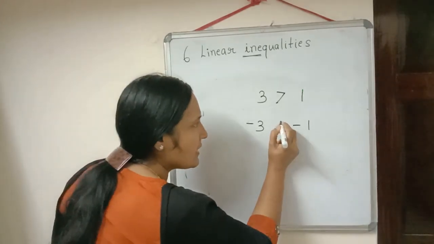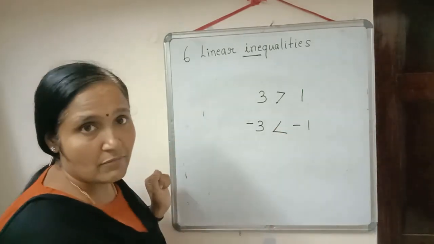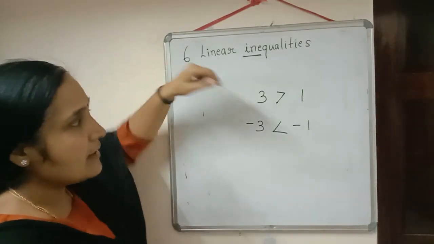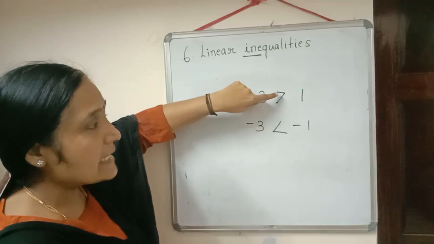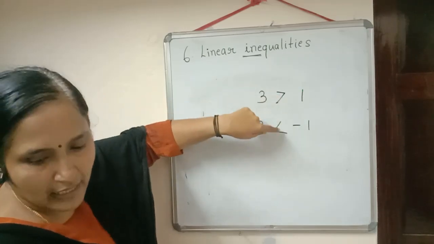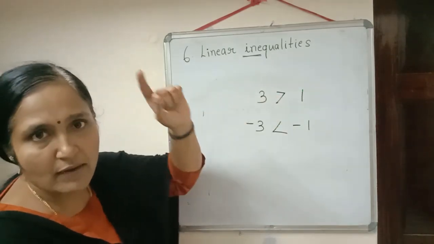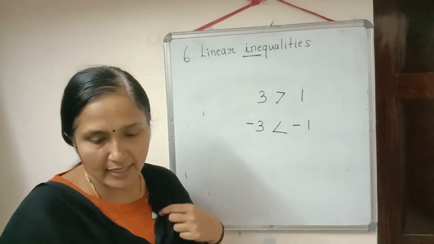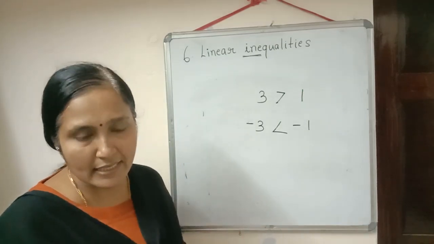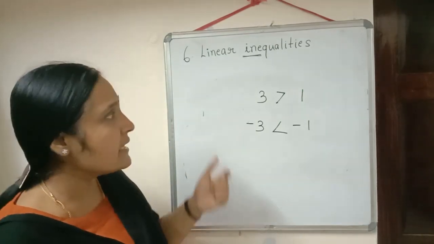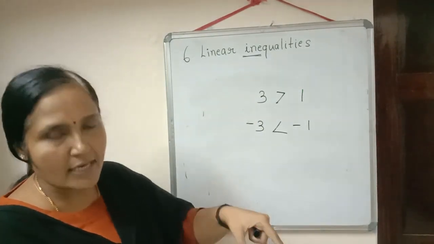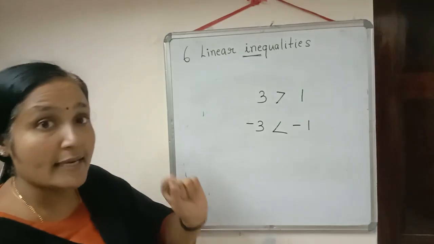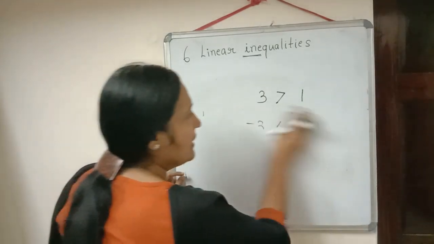So what sign will come there? Minus 1 will be greater. So what happened there? When you are multiplying by a negative number, the sign of inequality will change. So that's why we wrote there: change the sign when you are shifting a negative number. Change the sign means change the sign of inequality when you are shifting a negative number when it is in multiplication or in division.